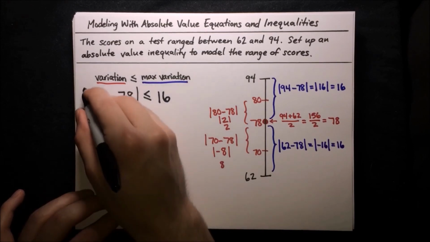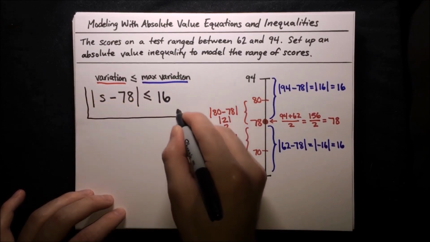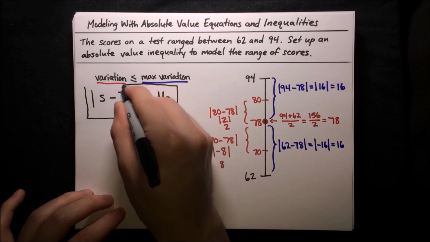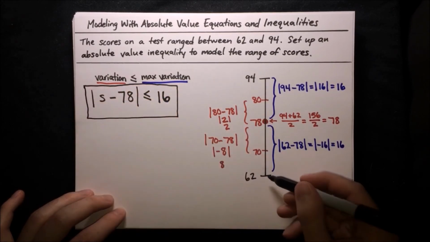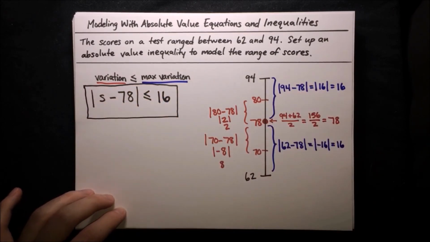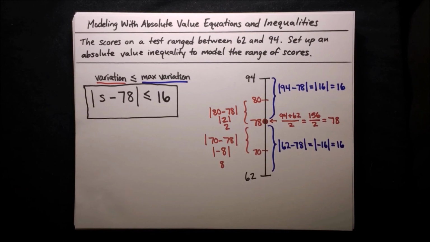So there we go. There's our absolute value inequality that models the range of scores. Its solutions are all those numbers in between 62 and 94. Now we know how to model with absolute value equations and inequalities, and in the future we'll learn how to use other functions for modeling purposes as well, such as quadratic functions.